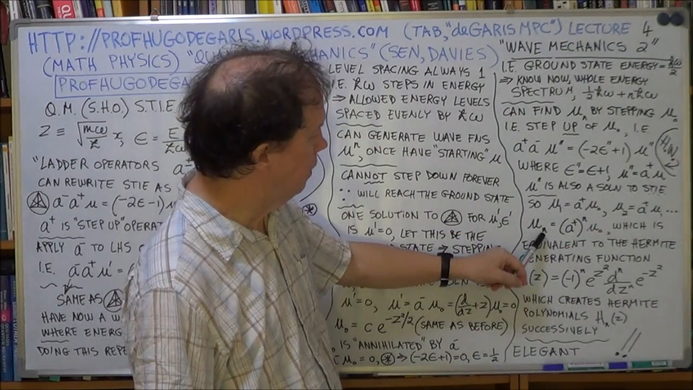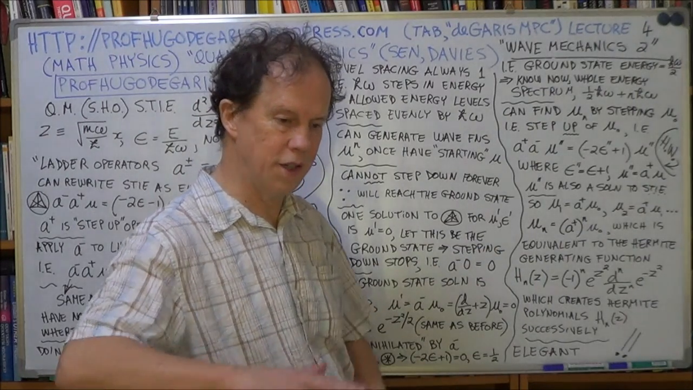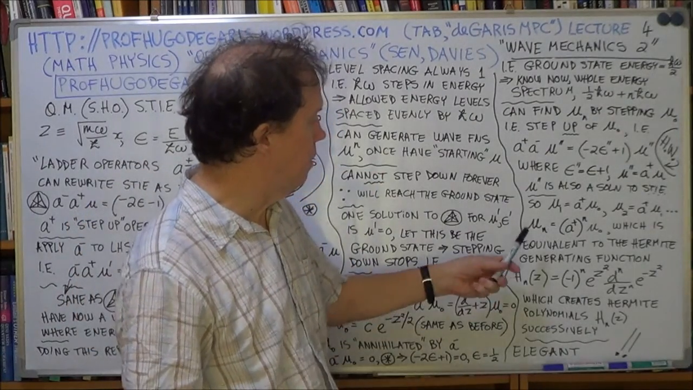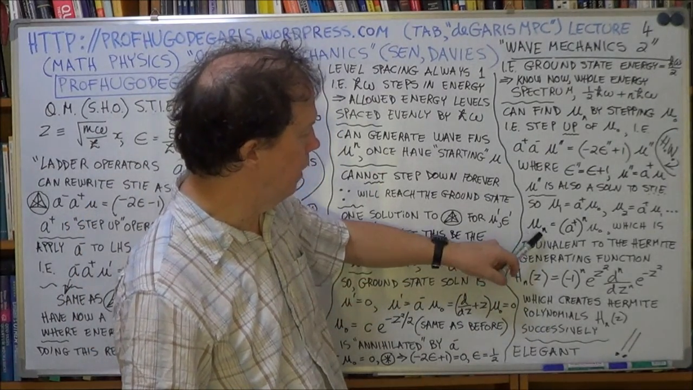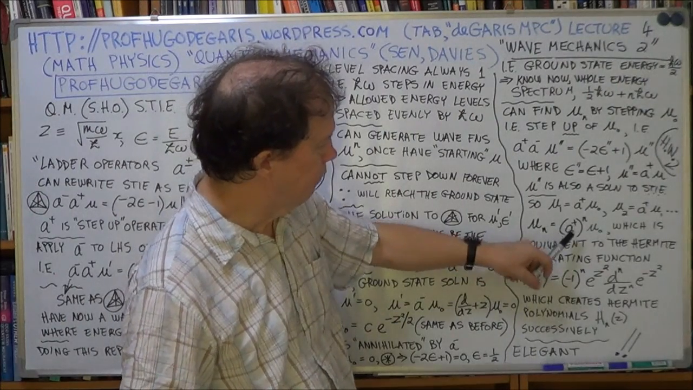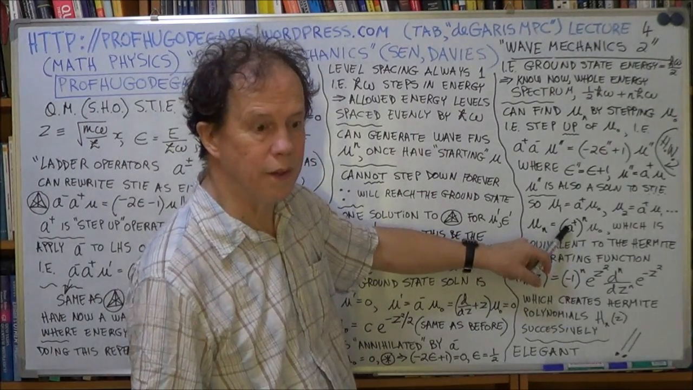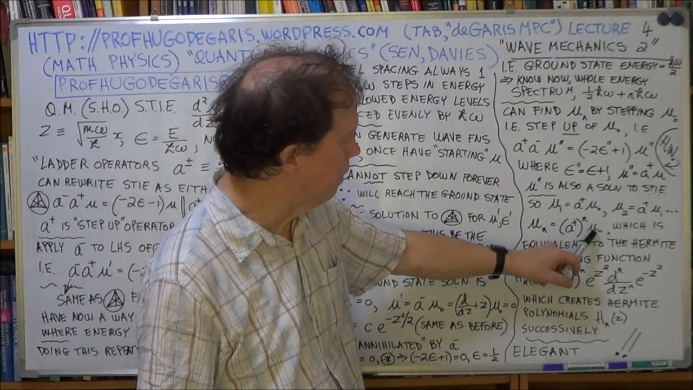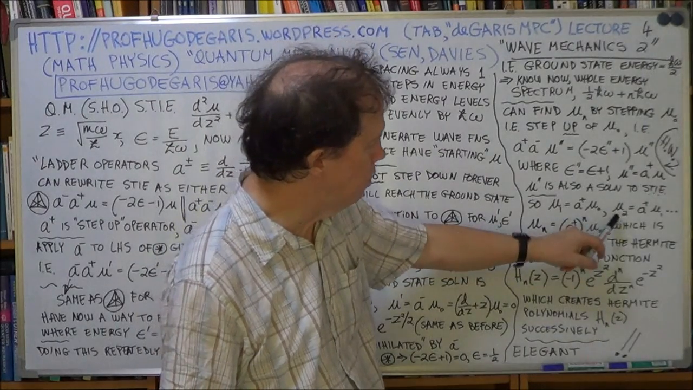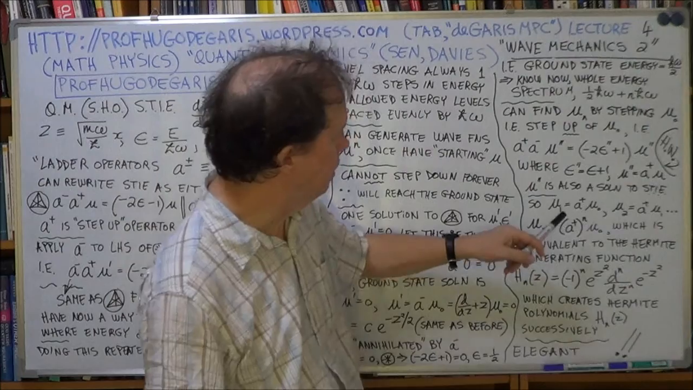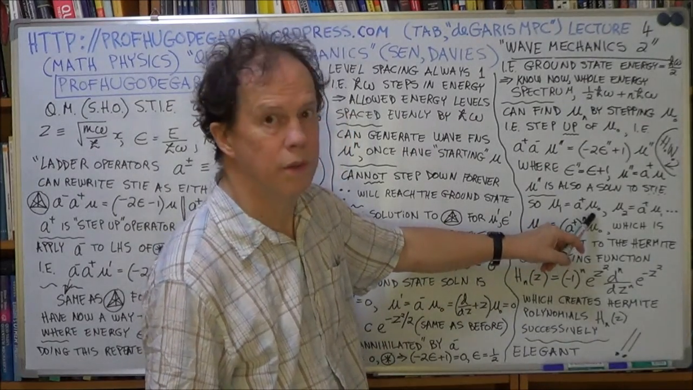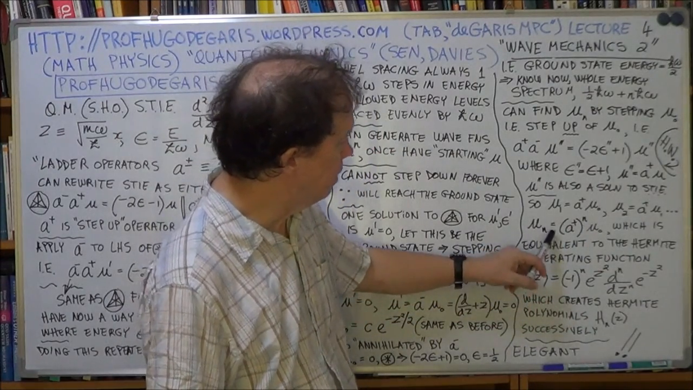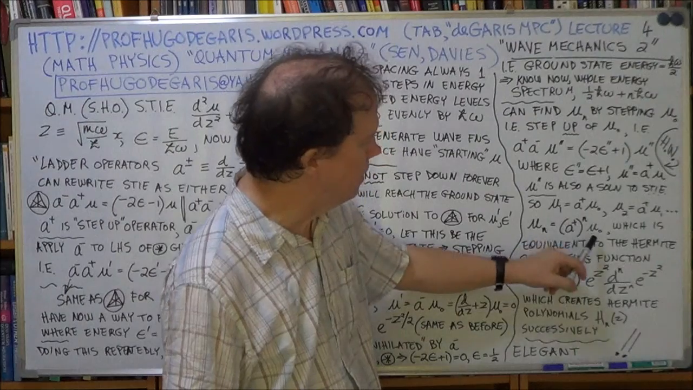If you want the nth excited state, excited just means an energy level above the ground state level, the eigenstate UN results from applying this step up operator, A plus, n times to the ground state. So U1 is A plus U0, U2 is A plus U1. Generalizing, UN will just be A plus done n times on U0.